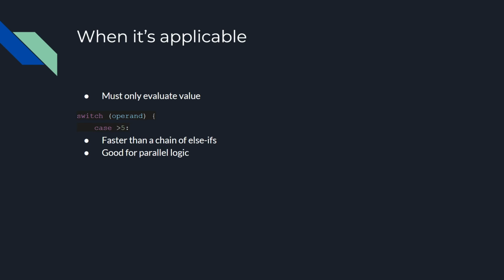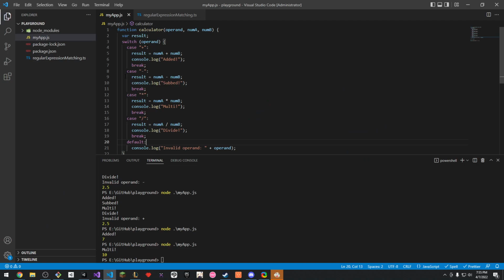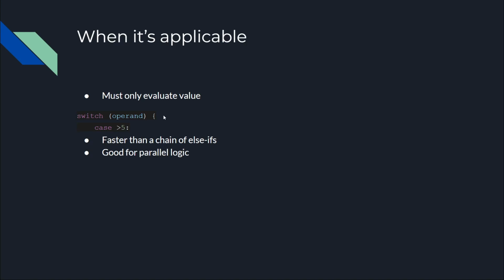It is faster than chained else ifs. The reason is that in switch, when it's built, it will try to go to that block of code directly. It doesn't go down the list saying for each individual one, does it match? The exact detail of how it works is a little bit more complicated, but just know that if you have a lot of if-else statements that just evaluate one variable to see if it equals some other constant you already know about, it's much faster to use a switch statement. And it's good for parallel logic because it's faster, so you don't have to go down the list of if and else ifs.